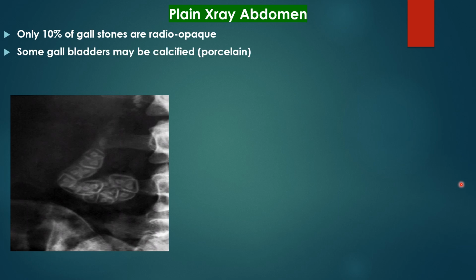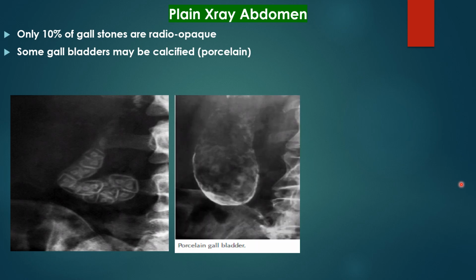Secondly, some gallbladders may be totally calcified, and these are known as porcelain gallbladders. Here you see the gallbladder, the whole wall is calcified, and this is known as porcelain gallbladder, which is believed to be a pre-malignant condition for carcinoma of the gallbladder.